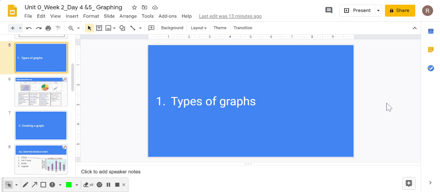So make sure you have a notebook or piece of paper and pencil. You can take notes in your class notes on your OneNote on Microsoft Teams, however you'd like to do this, but we need to title it as types of graphs for part 1.